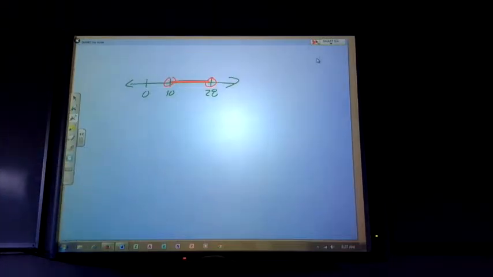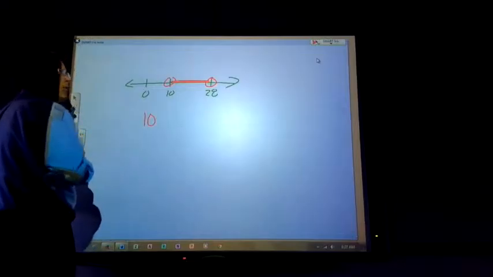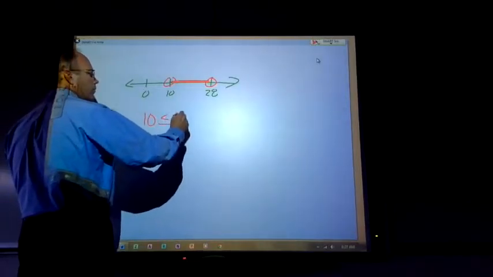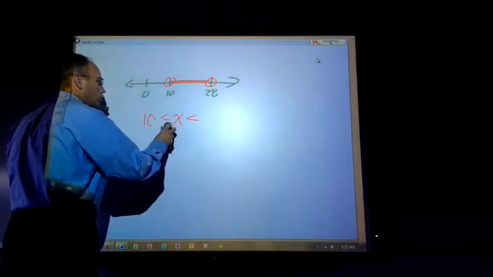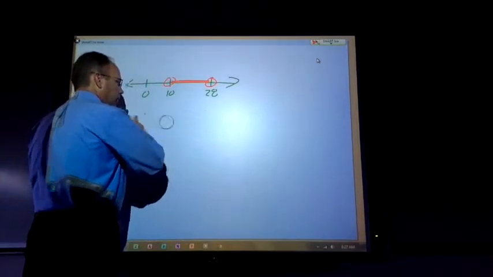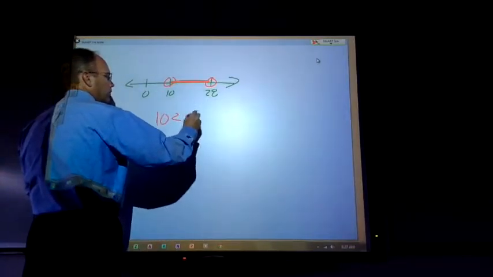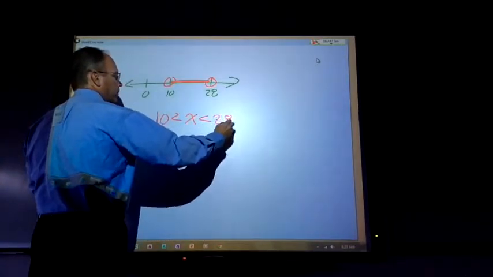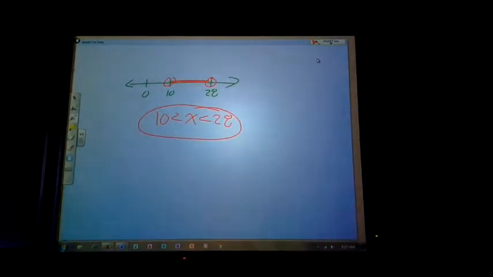Now we have to figure out how to draw this. So 10. Oops, I don't need this right there. Just start. Are we going in between with that? That looks kind of weird.